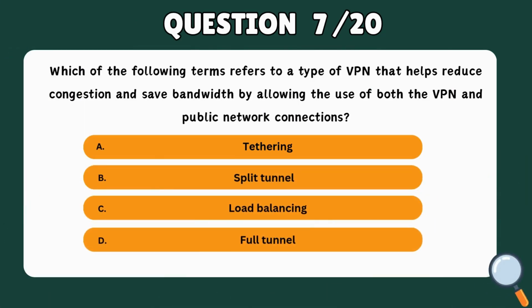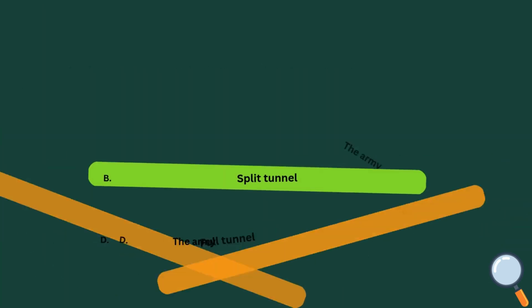Question 7. Which of the following terms refers to a type of VPN that helps reduce congestion and save bandwidth by allowing the use of both the VPN and public network connections? A. Tethering. B. Split tunnel. C. Load balancing. D. Full tunnel. Correct answer. B. Split tunnel.